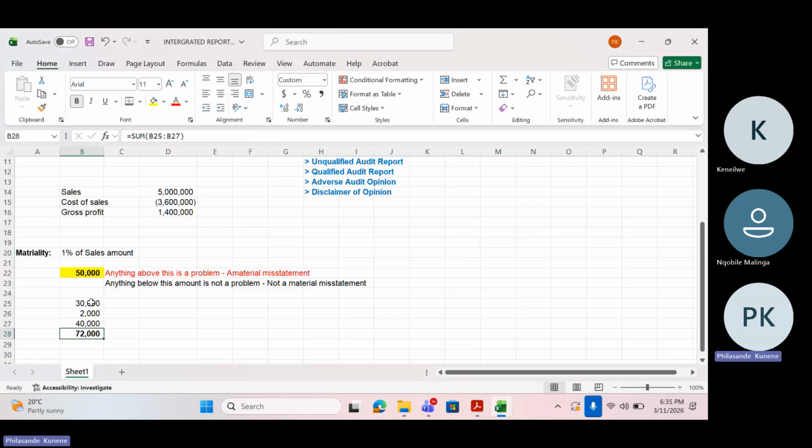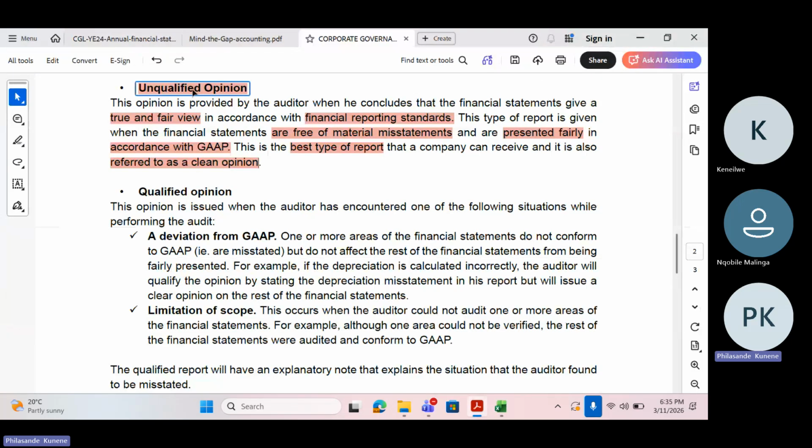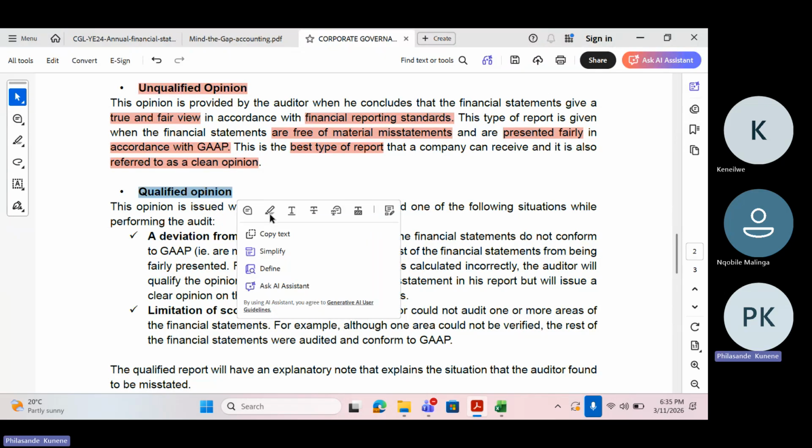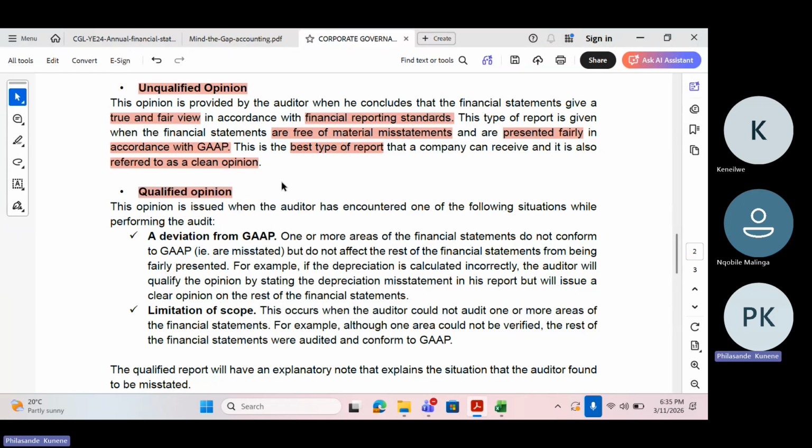If there is only one error, it should be below 50,000. But if there is more than one error, all of them must still be below 50,000. If your errors all add up to 37, they are below, I'll be okay, you'll get unqualified. Okay, are you happy, guys, with the unqualified opinion?